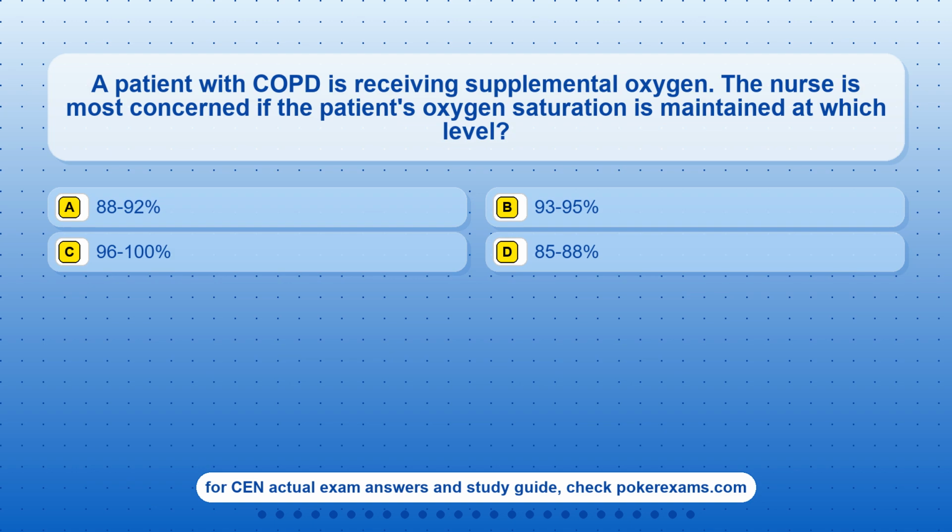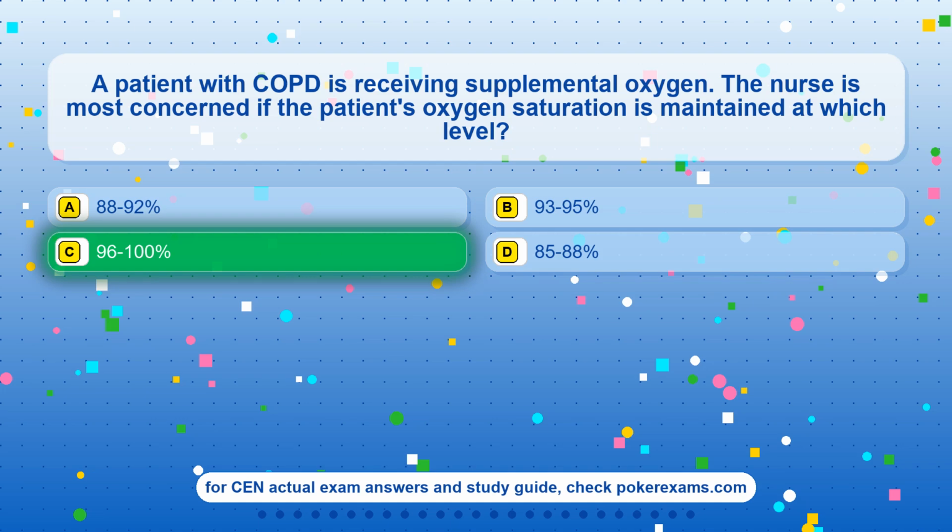Question 25. A patient with COPD is receiving supplemental oxygen. The nurse is most concerned if the patient's oxygen saturation is maintained at which level? Option A, 88-92%. Option B, 93-95%. Option C, 96-100%. Option D, 85-88%.